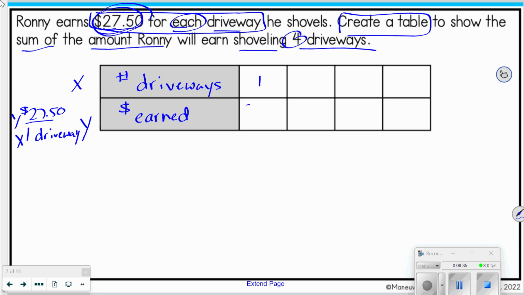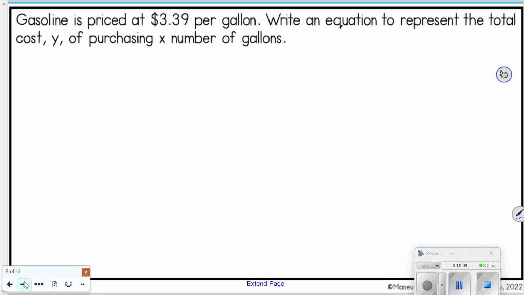So for one driveway, he's getting $27.50. For 2 driveways, he's going to double that, so that's $55. For 3 driveways, he's going to get $82.50. And for 4 driveways, he would get $110. So nothing else we needed to do on that one. So that should set you up for that.